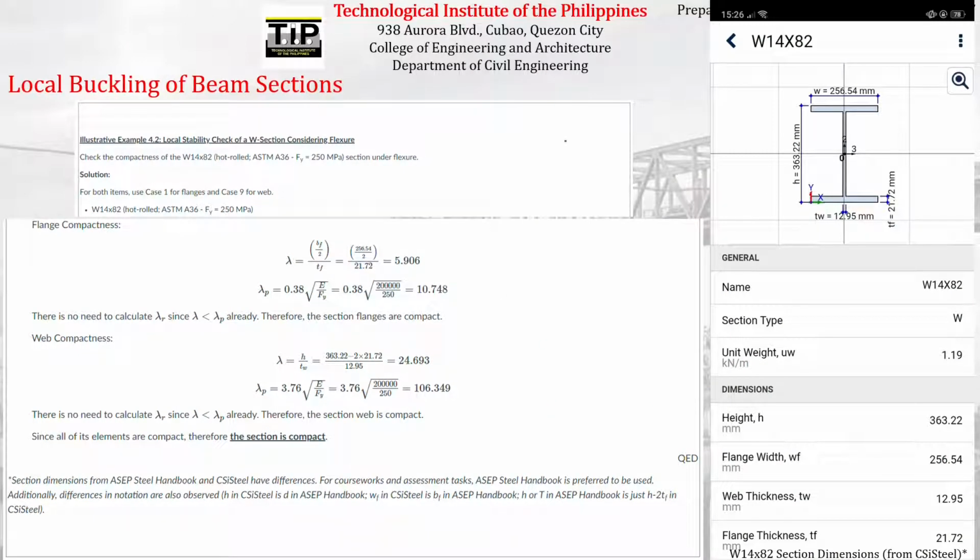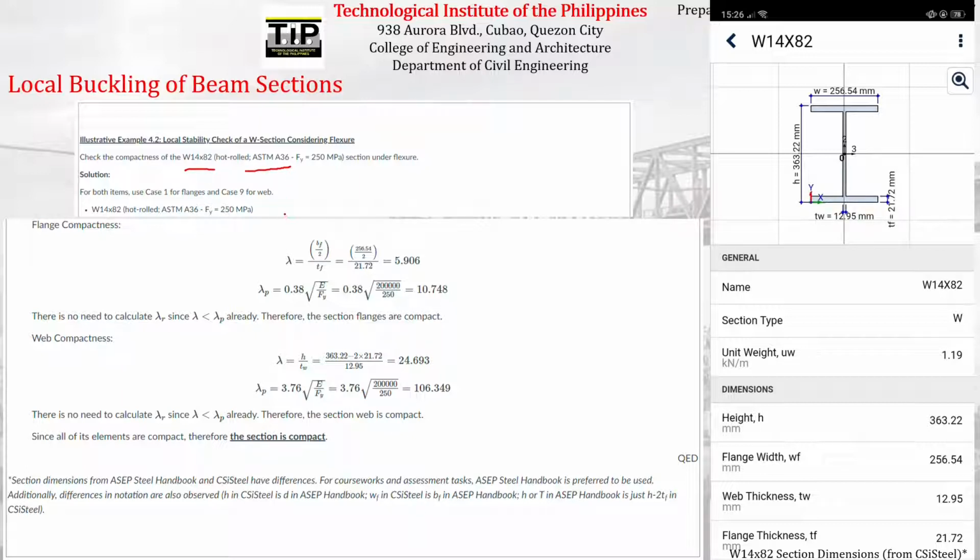So just to practice the checking of local stability, let us answer this sample problem that we have at hand. So this is for local stability check of a double section considering flexure. So the question asks for check the compactness of the W14 by 82 hot rolled ASTM 36 section under flexure. Okay, so you can see here it was mentioned that the material is ASTM A36.